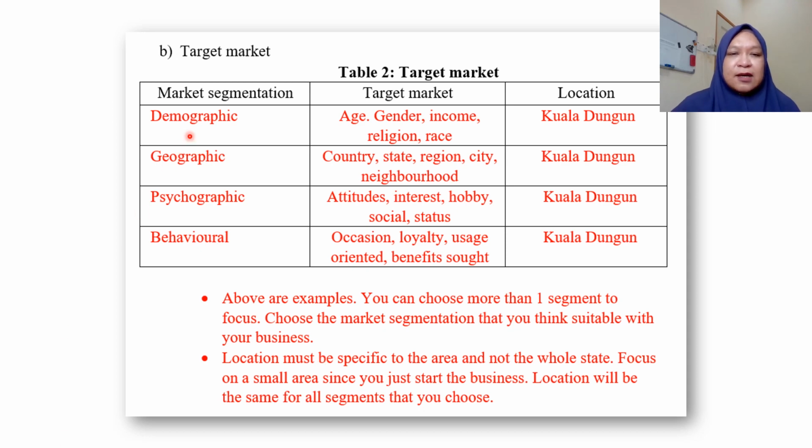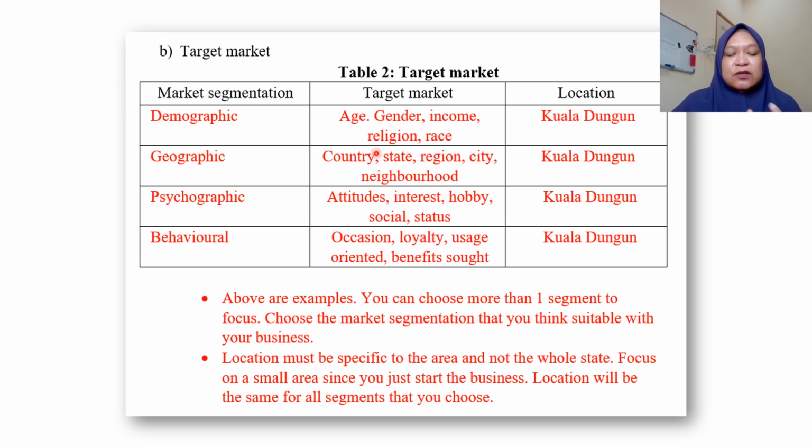For the market segmentation, it means that we want to segment our target customer, our target market. We can segment the market according to demographic, geographic, psychographic, or behavioral. Demographic, for example, you can segment according to age, gender, income, religion, or race. For example, let's say that you open a salon. Your salon is specific to female only, so you can do the demographic, gender, female. You write down gender, female only.